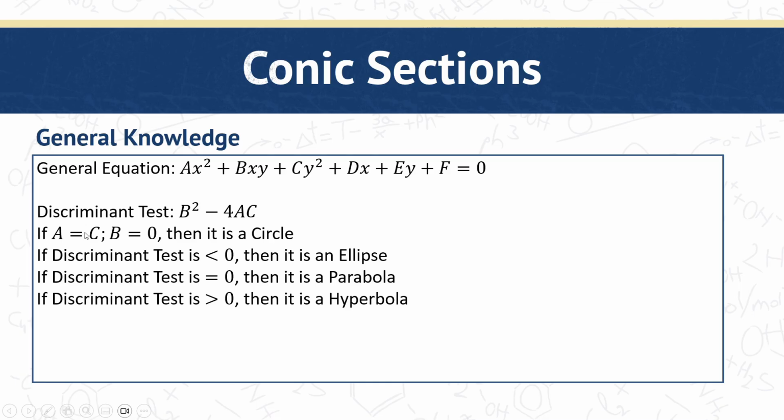So if a is equal to c and b is equal to 0, so there's no xy, then it is a circle. If the discriminant test yields less than 0, then it is an ellipse. If the discriminant test yields 0, then it is a parabola. If the discriminant test is more than 0, then it is a hyperbola. So you can see the sequence here, from circle to ellipse to parabola and hyperbola.